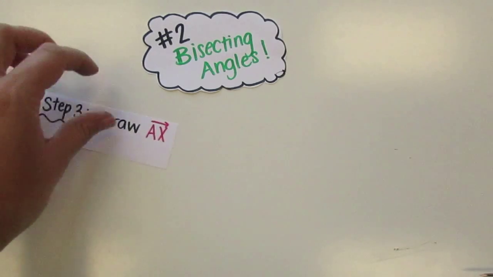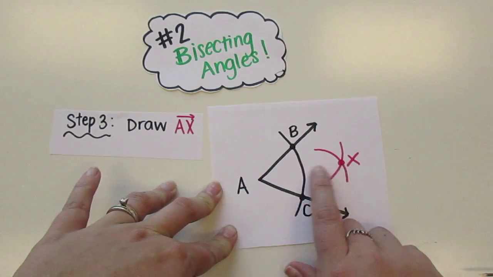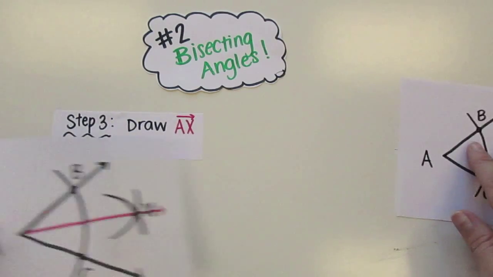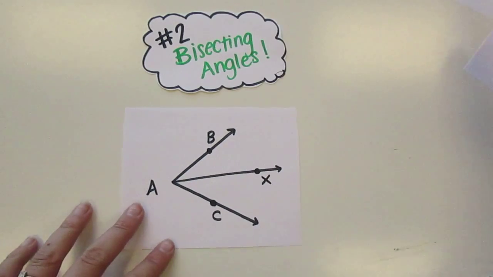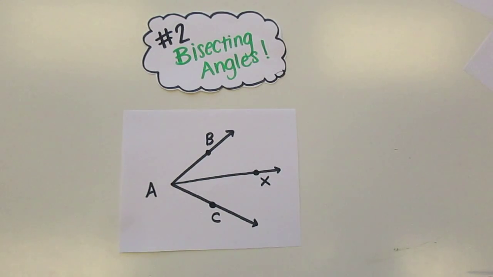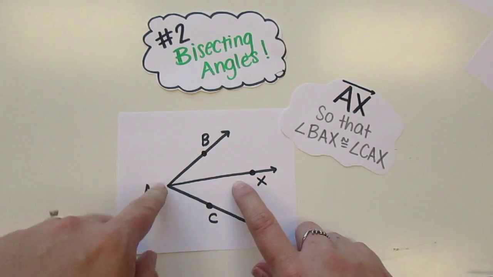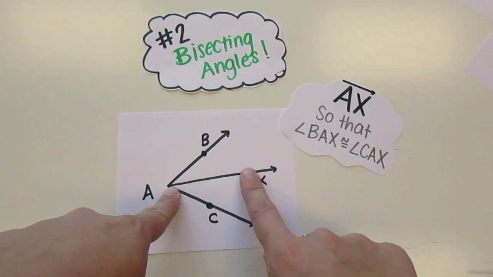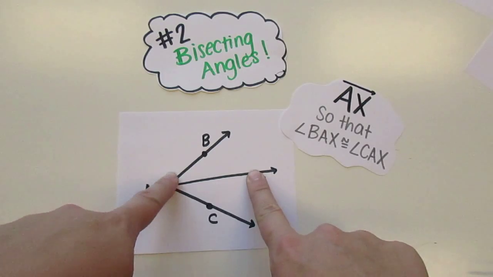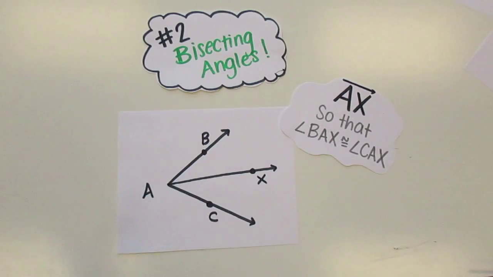And the last step, of course, is to draw AX. So again, starting at A with a ruler, connecting A to X, like so. And you end up with angle A being bisected. So now here I have my ray AX. I'm starting at an endpoint, going indefinitely one way through X, so that now BAX is congruent to CAX. So these two angles now have the exact same measure.